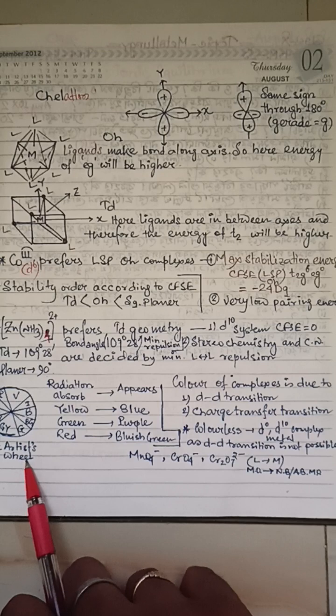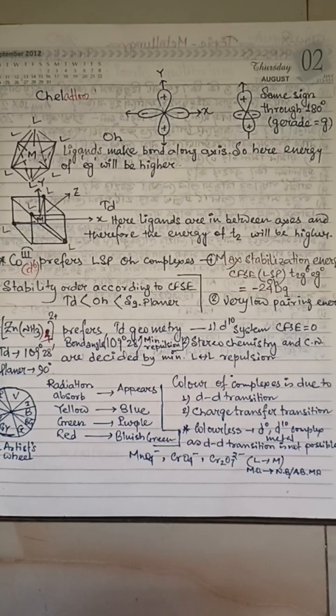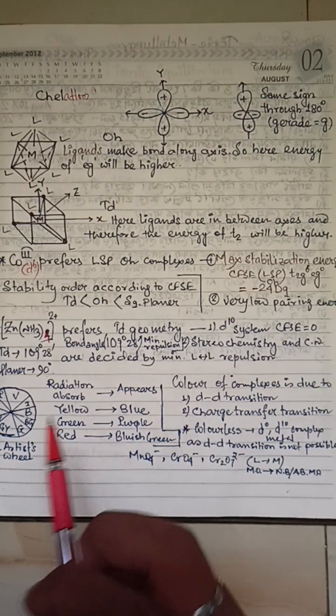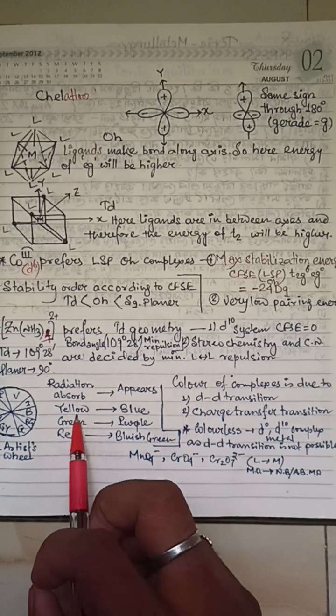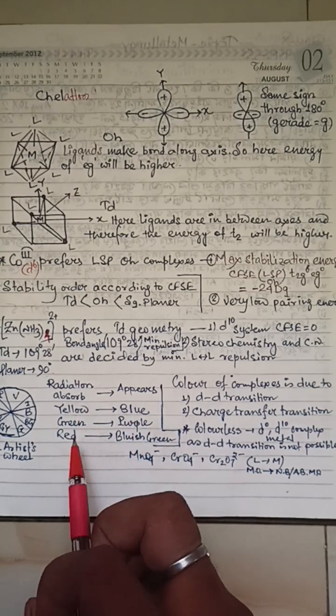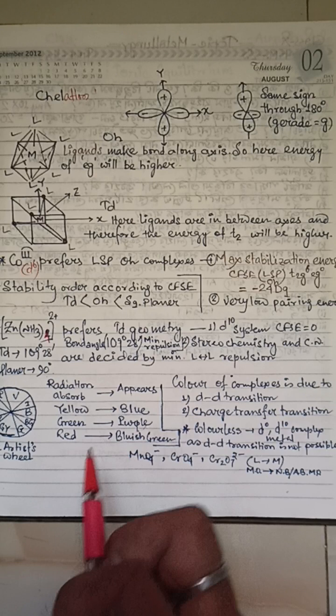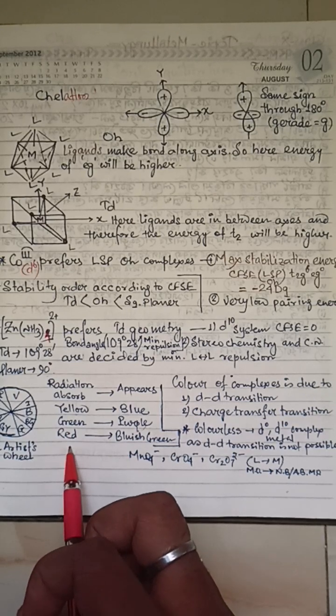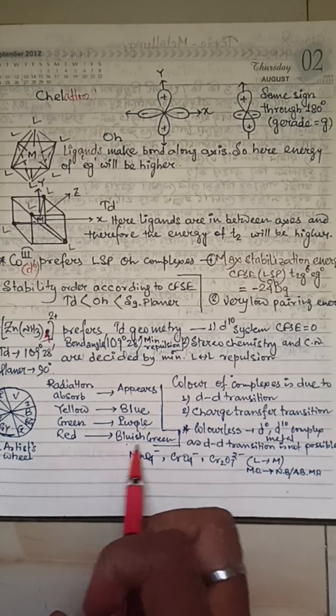Now the artist's wheel. We already know that if any compound absorbs radiation of one wavelength, it emits the complementary color. That means if it absorbs yellow color, it appears blue. If it absorbs green color, it appears purple. If it absorbs red color radiation, it appears bluish green.